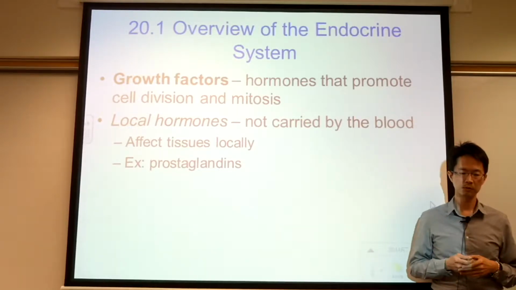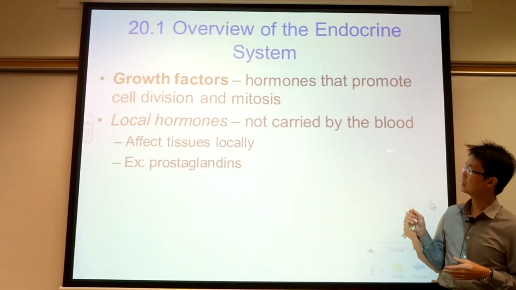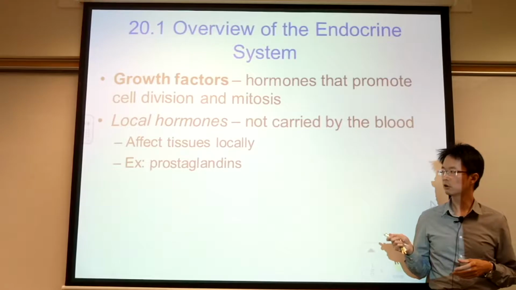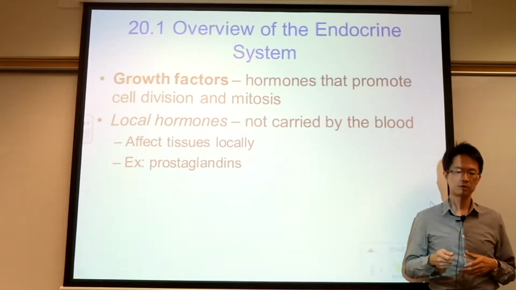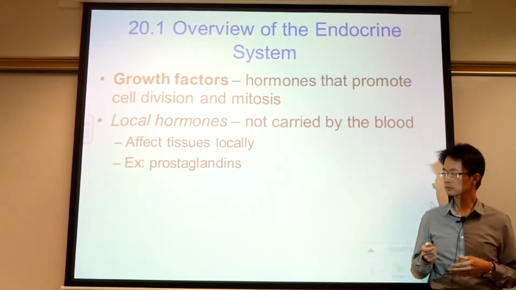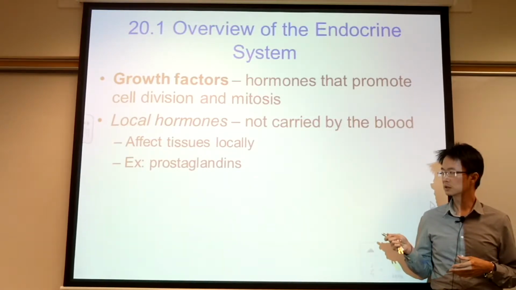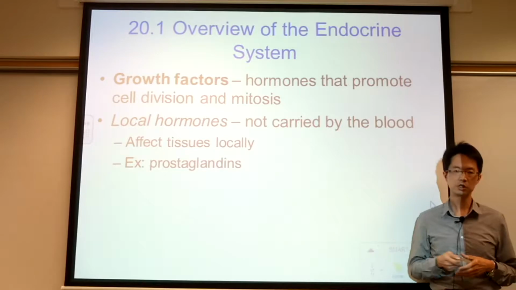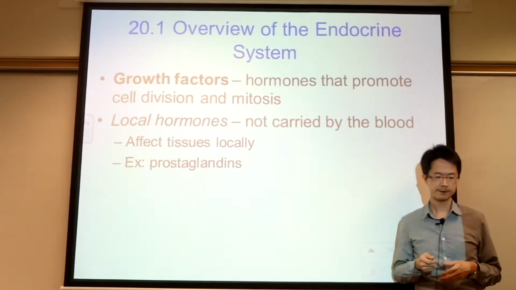Local hormones are not carried by blood. An example of a local hormone is prostaglandins. Prostaglandin is an inflammatory hormone. It causes your tissue to swell and turn red.